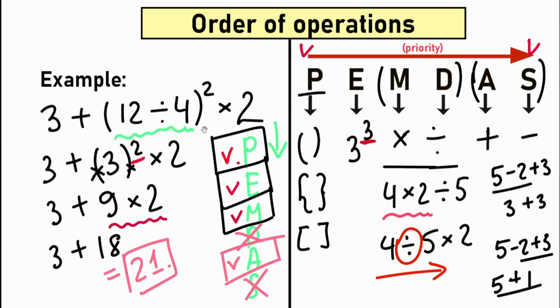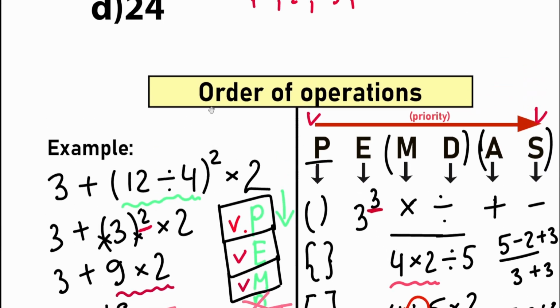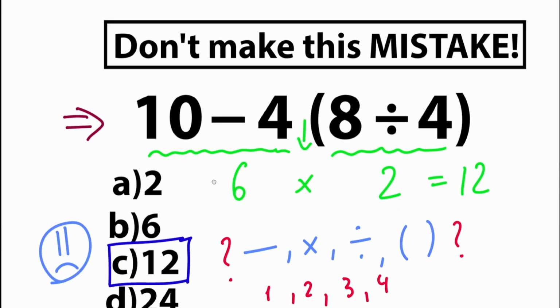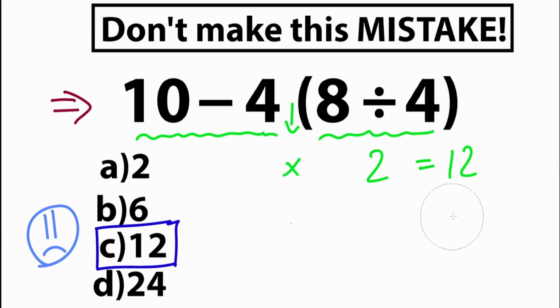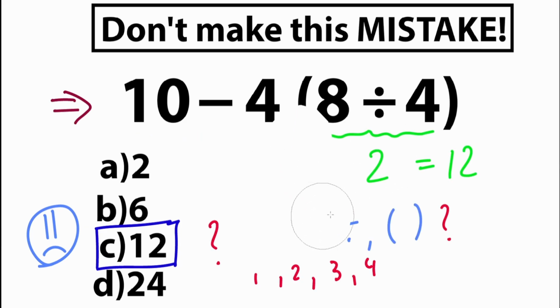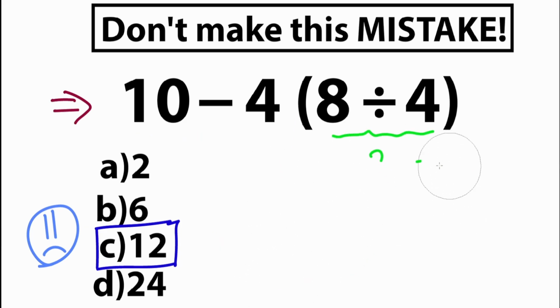So right now let's move back to our question, because don't forget that we have a question from the beginning. And right now let's see what mistake we made in the beginning. First of all, let me just erase this stuff, and let's solve it correctly according to PEMDAS order of operation.